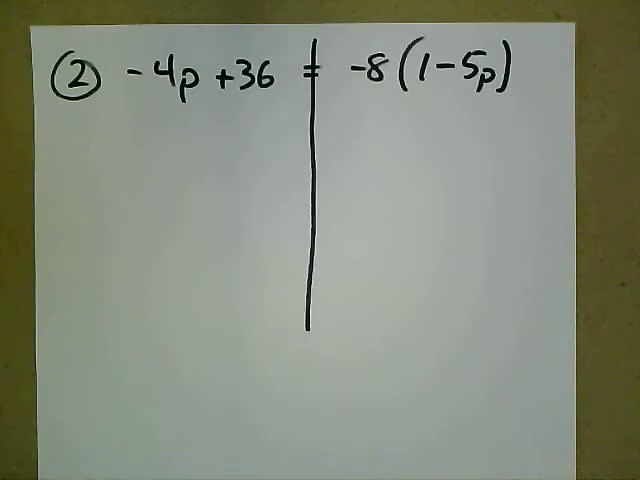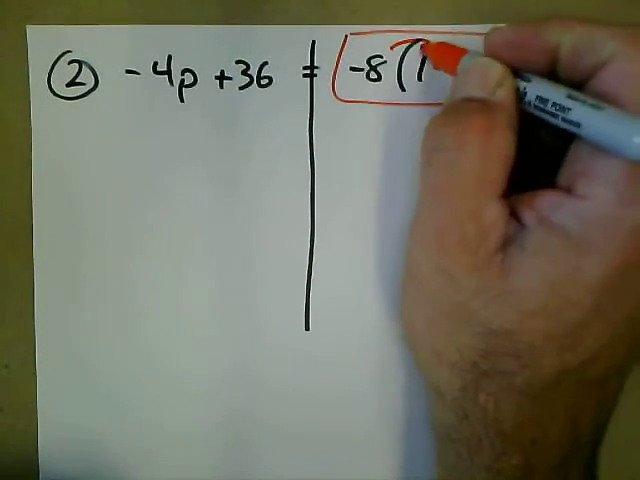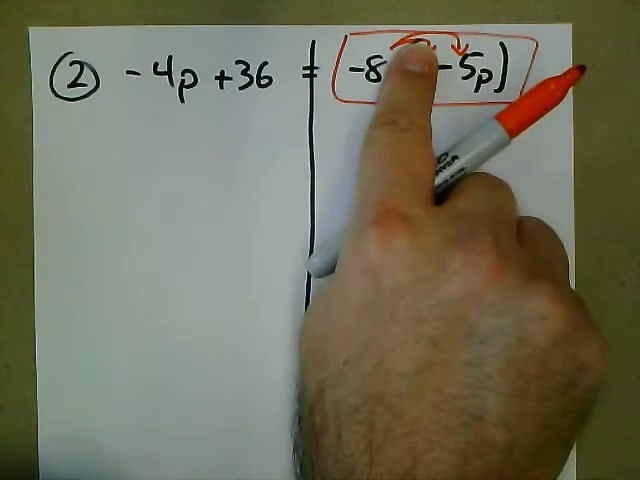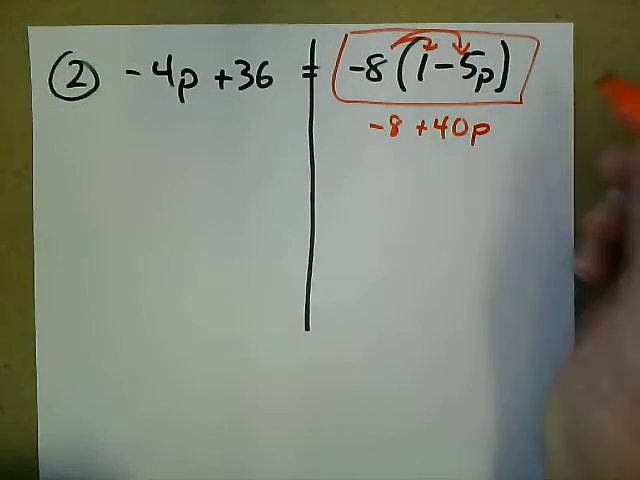So first step is distribute. Well, there's the distribute part. So we're going to multiply -8 times 1, which is -8, and -8 times -5, which is 40, and they have a p together. Put the p.